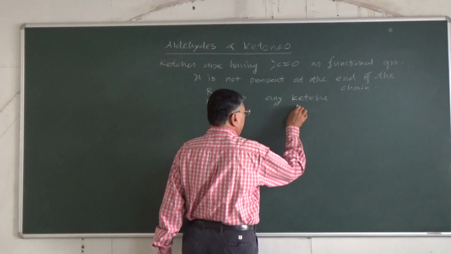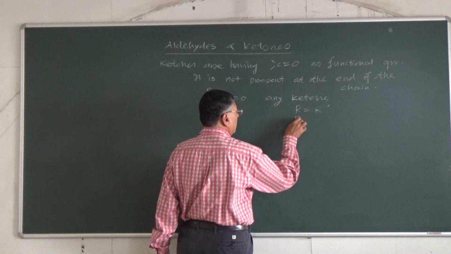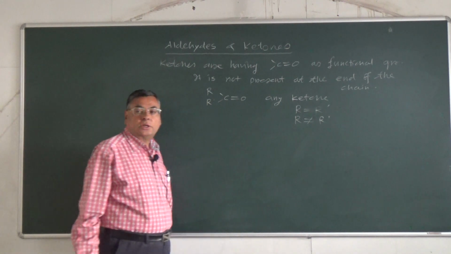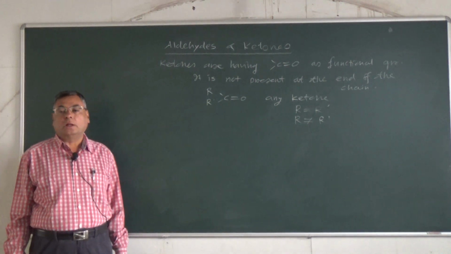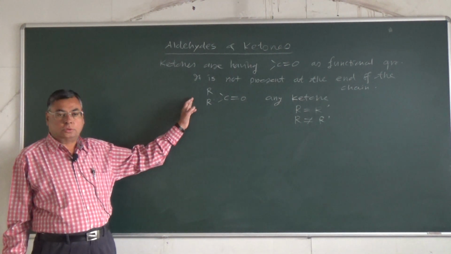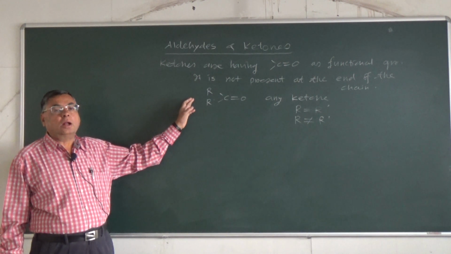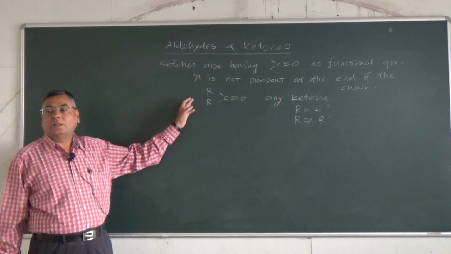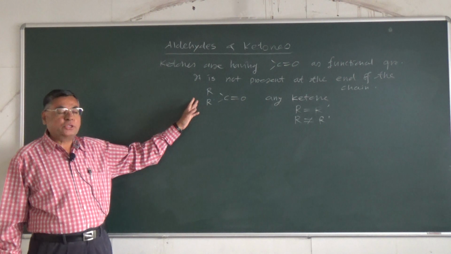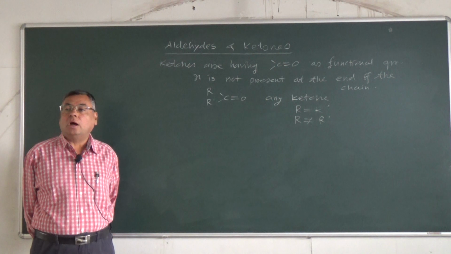Where R and R' are alkyl groups, may be same or may not be same. Means you can take same alkyl group or different alkyl group. If you take same alkyl group, then such ketones are called simple ketones. If you take different alkyl groups, then such ketones are called mixed or unsymmetrical ketones, just like simple ether and mixed ether. They are also simple ketones and mixed ketones depending upon the alkyl group. And the alkyl group may be aliphatic or aromatic.